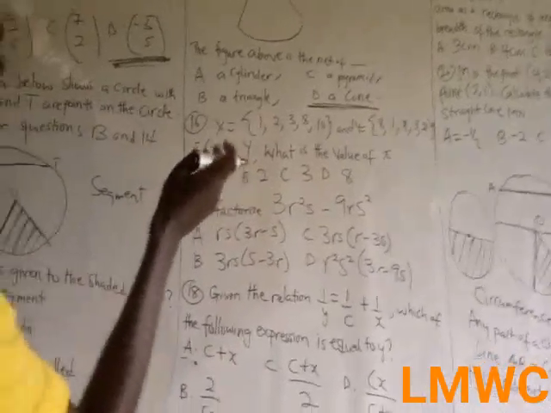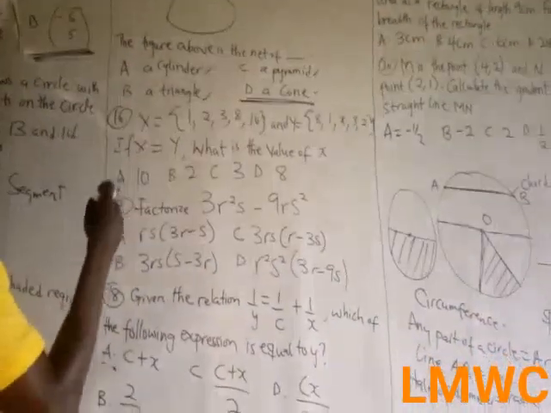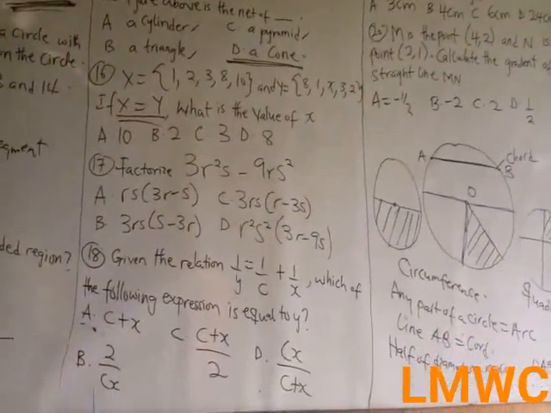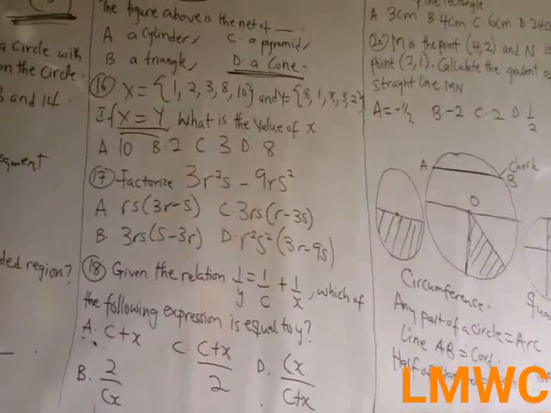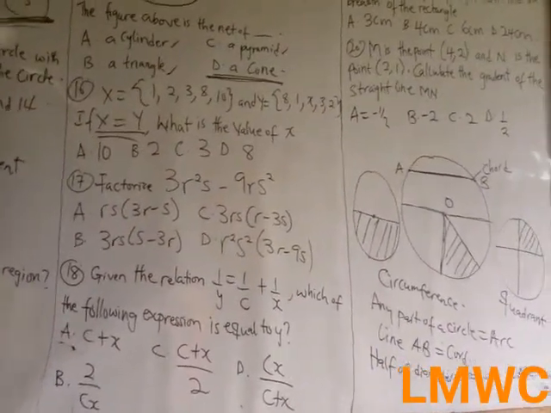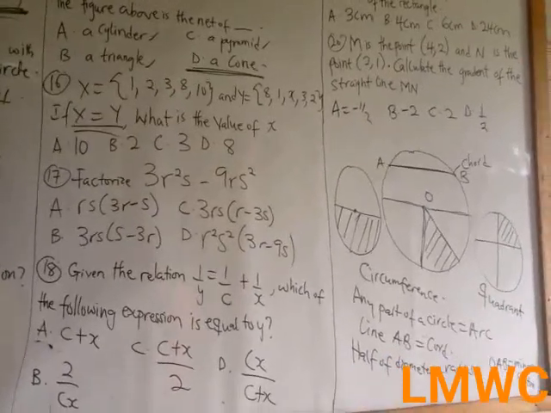Question 16. X is equal to {1, 2, 3, 8, 10}, and Y is equal to {8, 1, x, 3, 2}. If X is equal to Y, this implies an equal set. We have different types of sets: universal sets, empty sets, disjoint sets, union sets. There are so many.